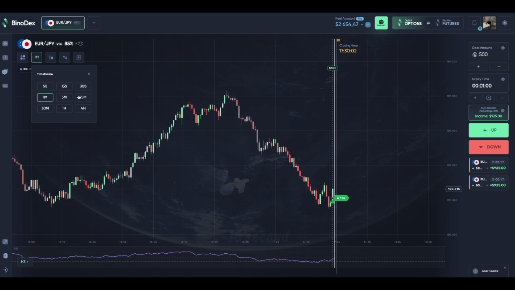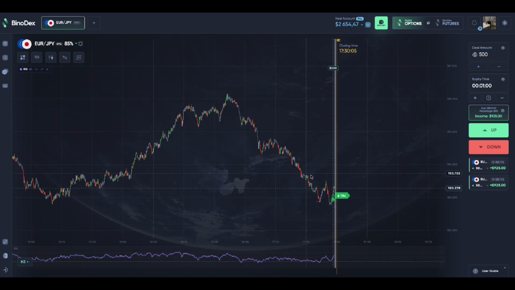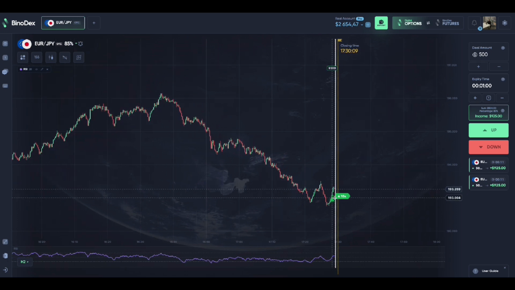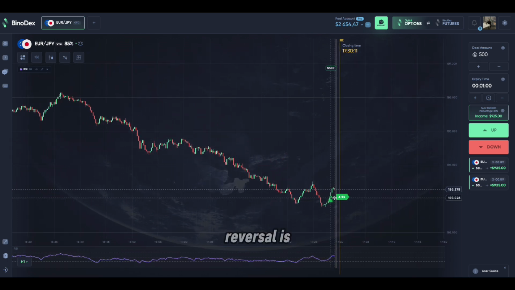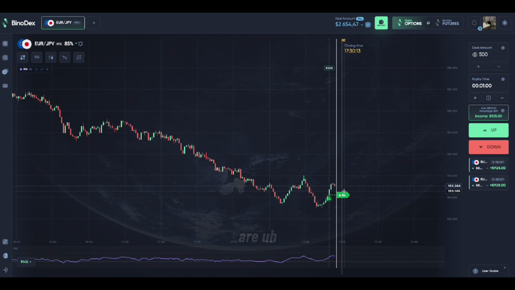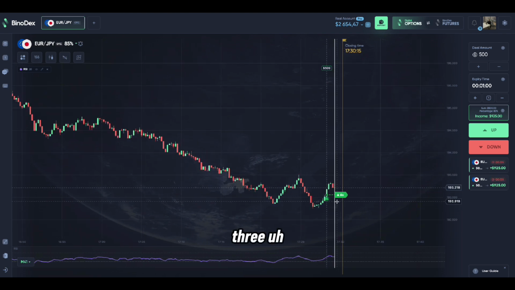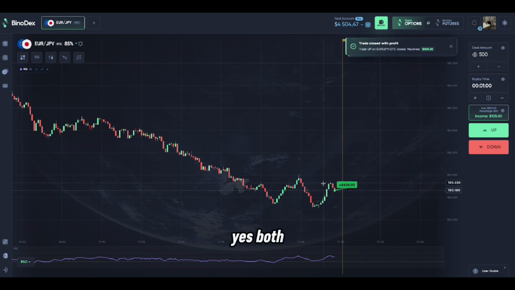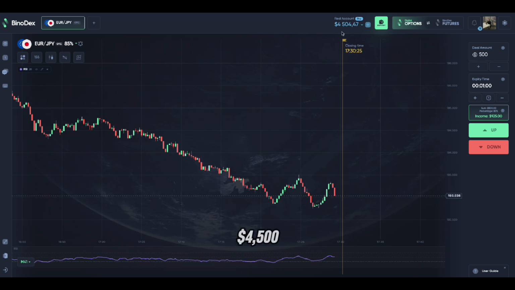Let's go back to the 15-second time frame and see exactly what is happening with this trade. We can see that a downward reversal is gradually forming, but there are 3 seconds left until our 2 trades close, and I think they'll close without any issues. Yes, both trades closed without any problems. Our balance is now $4,500.